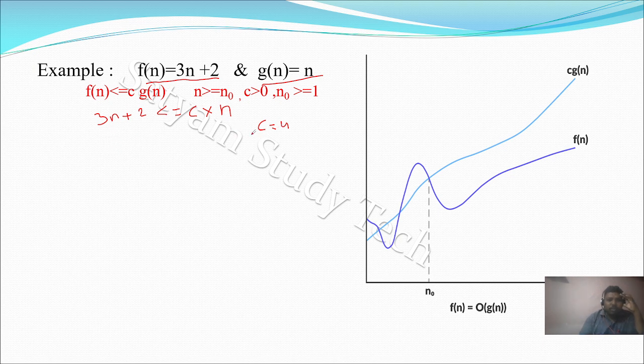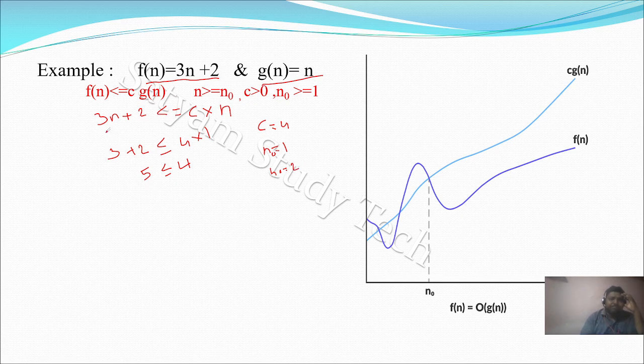So I consider the c value is 4 now. C value is 4 and n is 1. For example, n equal to 1. I consider the n naught value here. N is 1. So here 3 into 1 plus 2 is less than or equal to c value 4 into 1. So here it is not satisfied. 5 less than or equal to 4 is not satisfied for n naught equal to 1. For example, here I consider the n naught value is 2.